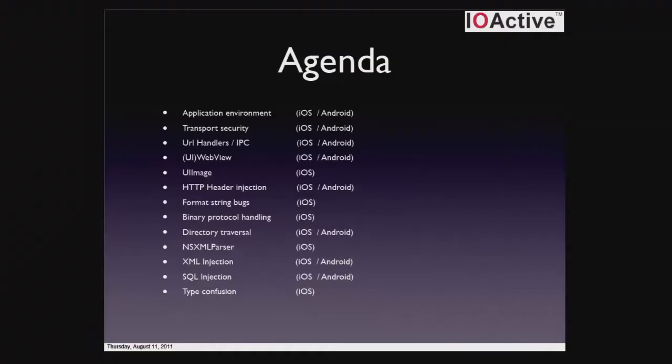So basically this talk is a comparison of here's what goes wrong, here's how it looks in iOS, here's how it looks in Android. With that said, these are the things I'll be covering from an application security point of view. First, I'll talk a little bit about the environment, and then move on to transport security, URL handlers, web views, and all sorts of stuff that you might run into when you look at mobile apps, and specifically security for mobile apps.